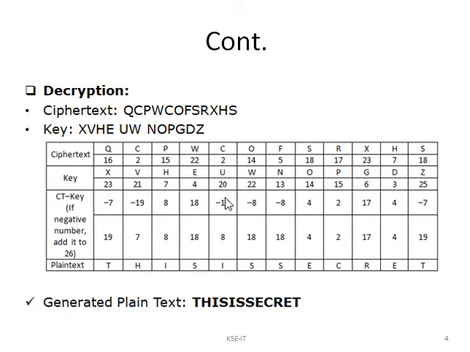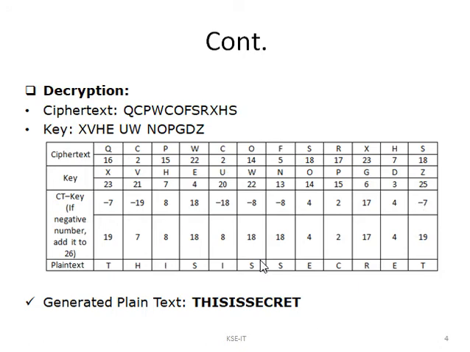2 minus 20 it is minus 18. 14 minus 22, minus 8. 5 minus 13, minus 8. 18 minus 14 it is 4. 17 minus 15 gives you 2. 23 minus 6, 17. 7 minus 3, 4. And 18 minus 25 gives you minus 7.